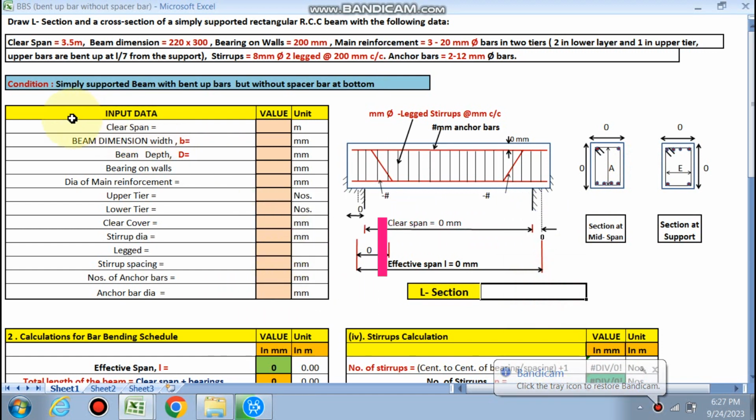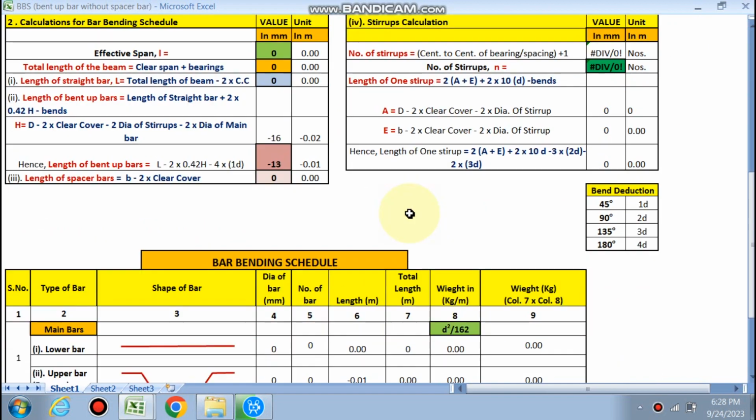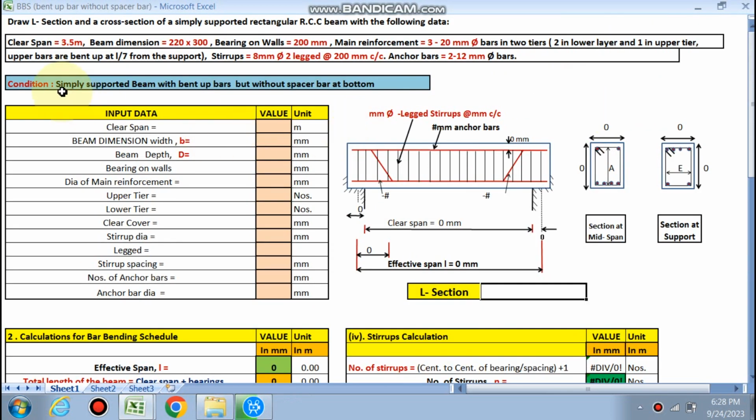Today there is another condition, the second condition, where the simply supported beam rests on the wall with a bent up bar, but there is no spacer bar at the bottom. We need to find out the BBS for this. The condition is we have the clear span, the beam dimension is given, and the bearing on the walls, how much the beam is resting on the wall.